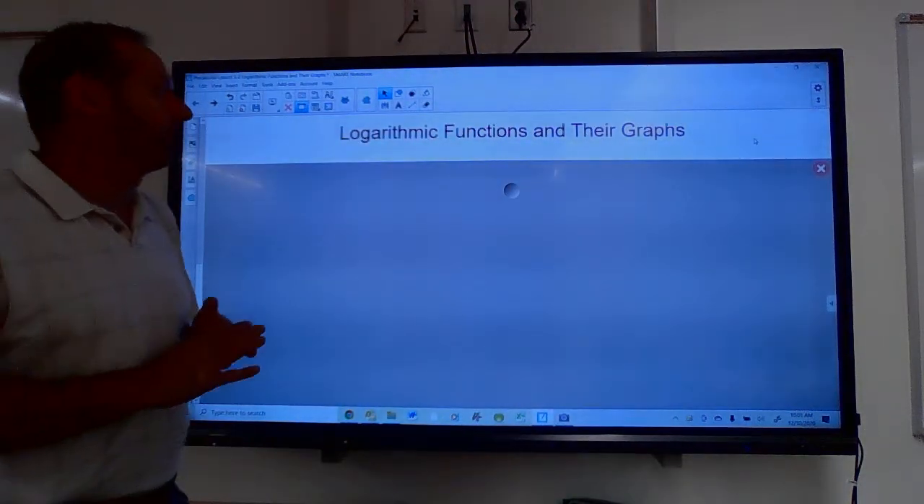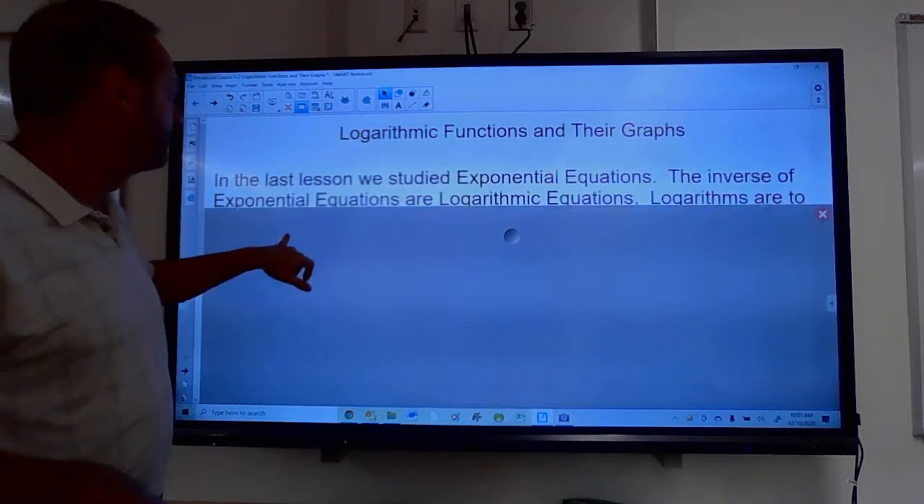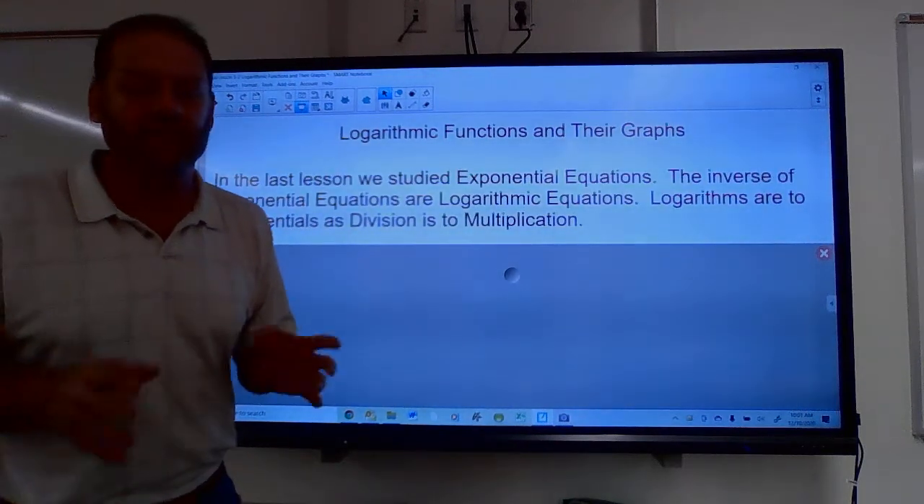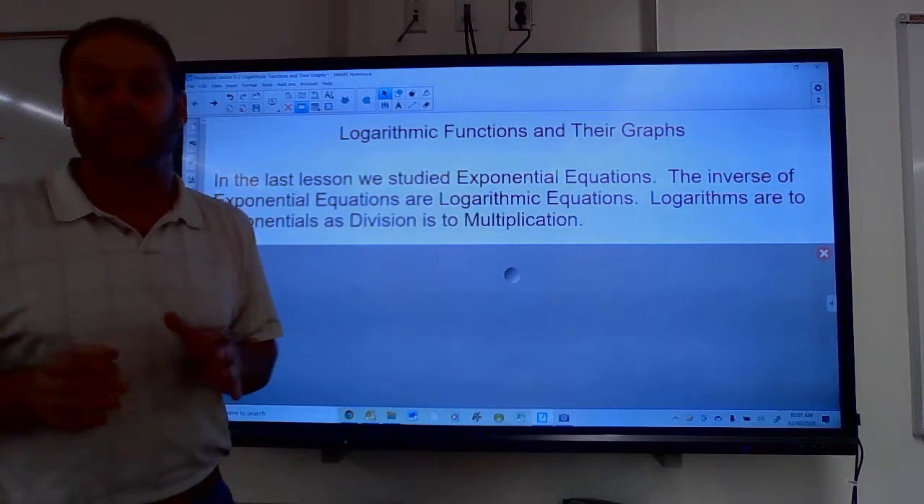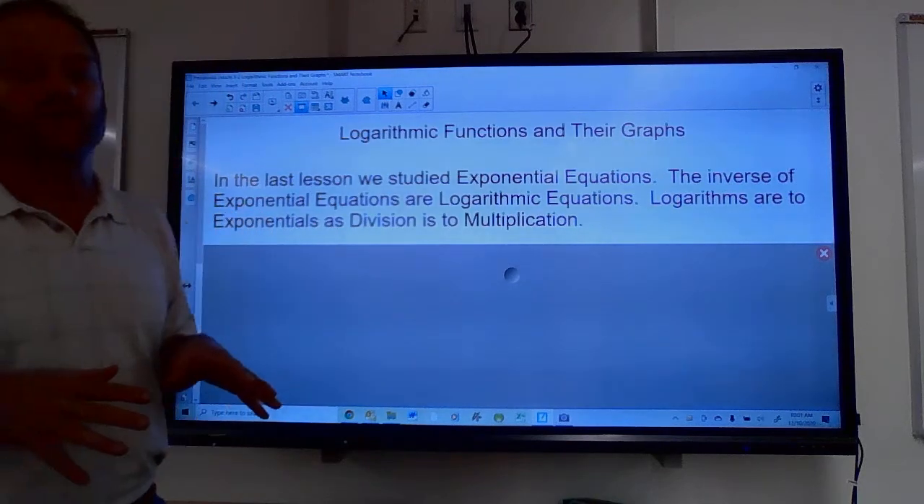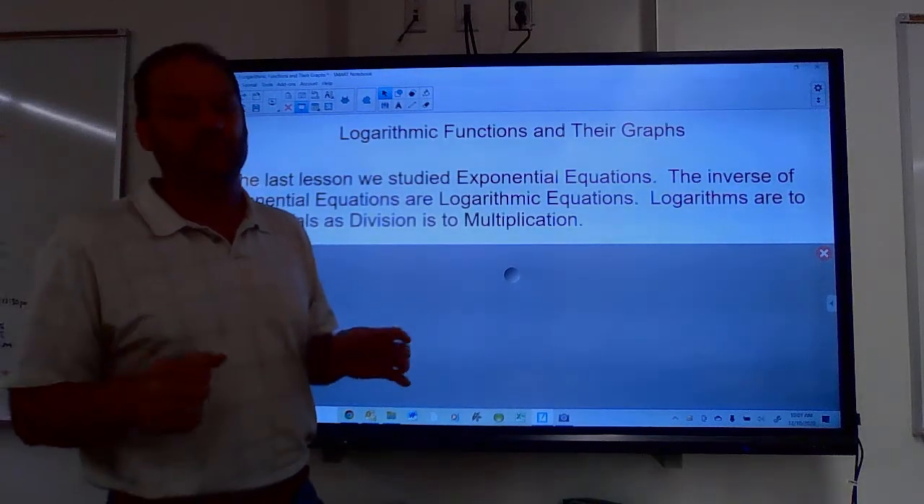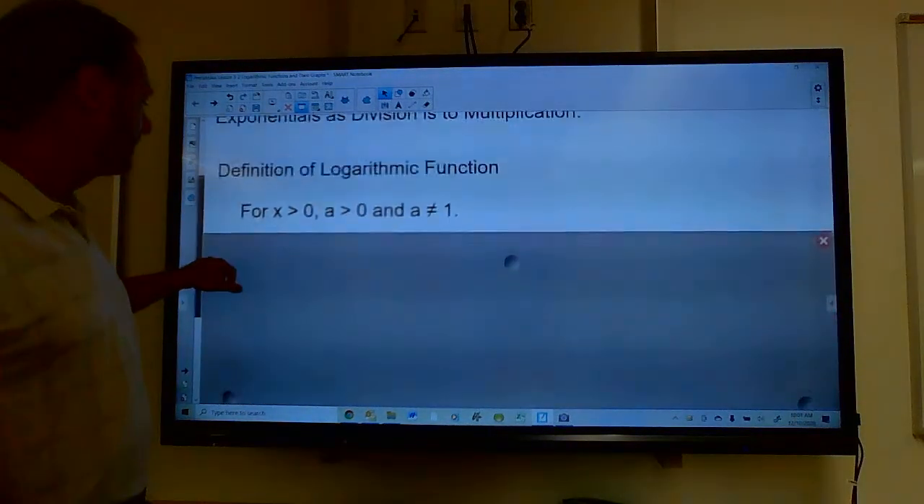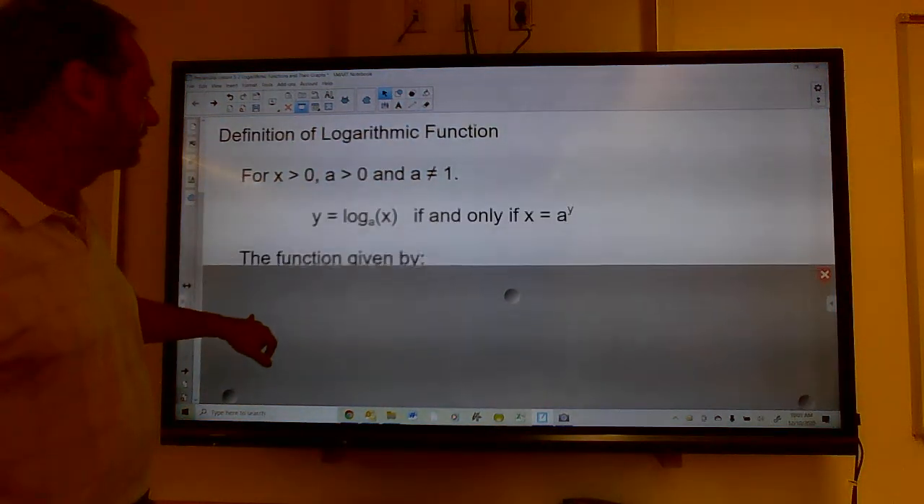Today we're going to talk about logarithmic functions and their graphs. In the last lesson we studied exponential equations. The inverse of exponential equations are logarithmic equations. So logarithms are to exponentials what division is to multiplication. All right, so let's look at the definition of a logarithmic function.